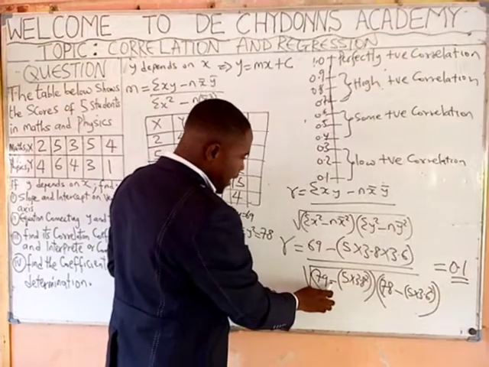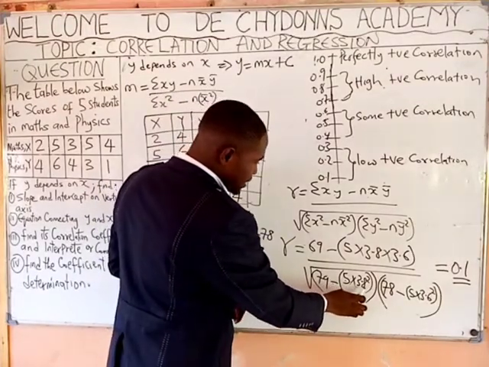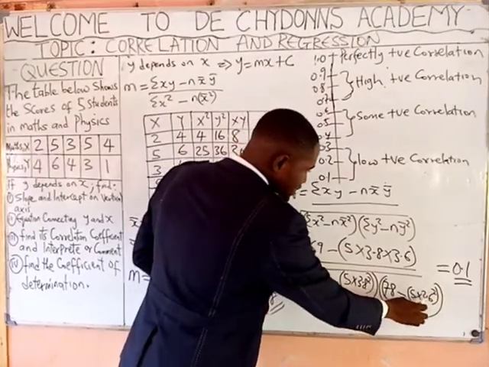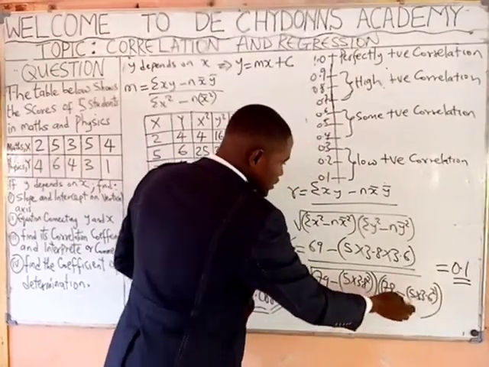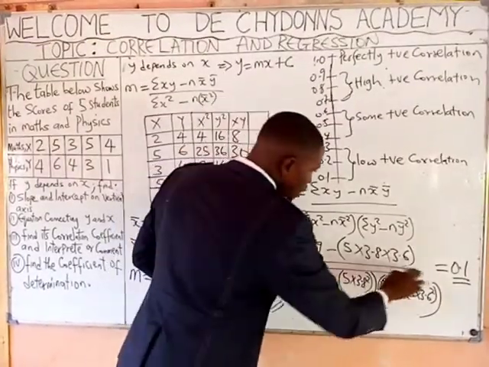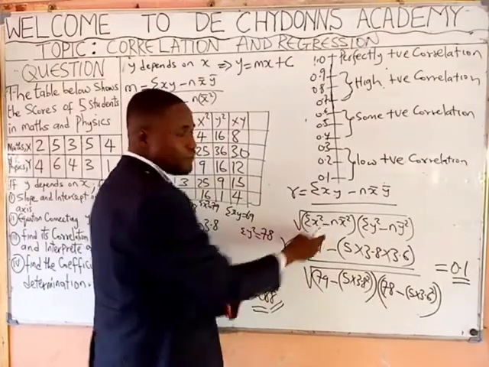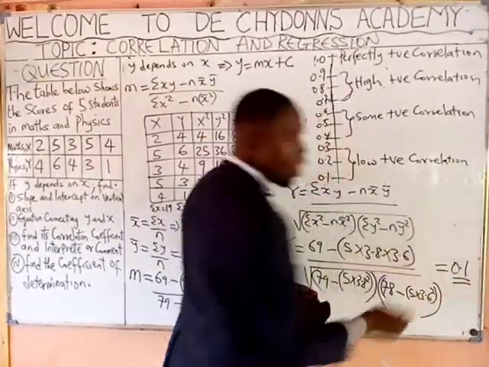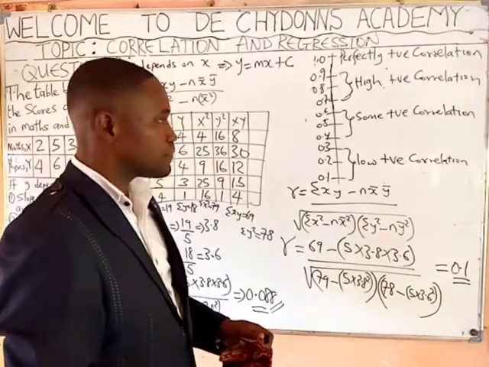Just use your calculator, press 5 times 3.8 times 3.6, and keep. Then 79 minus this times this times this, then 78. This times this minus it from 78, then multiply the 2. After multiplying the 2, get the square root of it. Then use it to divide the numerator. After dividing it, you'll be getting 0.1 approximately.